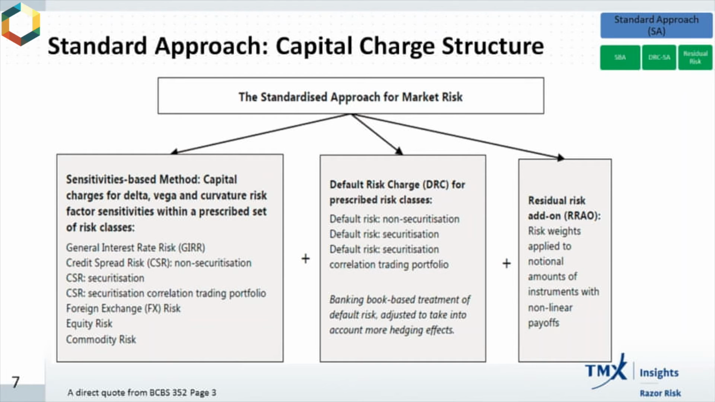So the total charge is the sum of the 21 components in SBA with no diversification effects, plus the default charge and the add-on. It could be a simple sum of the 23 components. For the default risk charge, it's built for 3 defaultable risk classes with prescribed parameters calibrated to the banking book treatment of default risk, with some adjustment. And the residual risk add-on is to capture the gap. It is risk-weighted notional based.